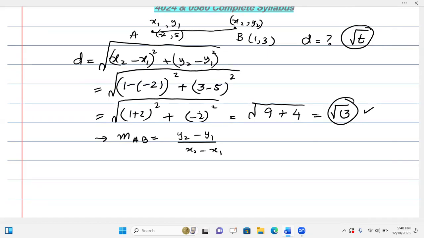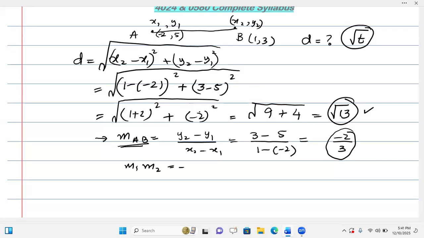Let's get it. Our y2 is 3 minus 5, y2 minus y1, over x2 minus x1, 1 minus (-2). So we are getting the value -2 over 3, since minus minus is plus, 1 plus 2 making 3. This is our gradient for line AB. But in the question, he is asking for a line perpendicular to AB. For perpendicular, I told you that m1 times m2 should equal -1, and m1 should be taken as -2 by 3.